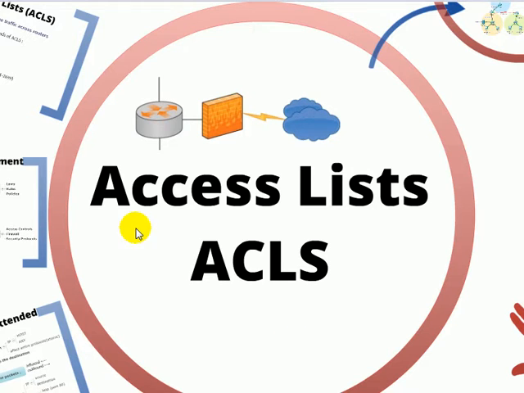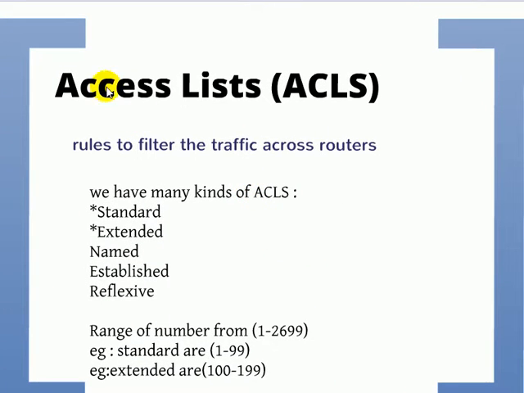In this tutorial we want to talk about ACLs, or access lists. Why do we need access lists, what are access lists, how could we use them, and what types of access lists exist? The first thing I want to talk about is access lists. Access lists are rules to filter the traffic across routers. We have many kinds of access lists, but mainly I want to talk about standard and extended.